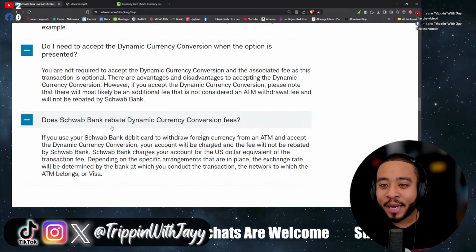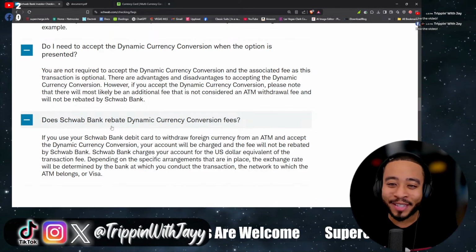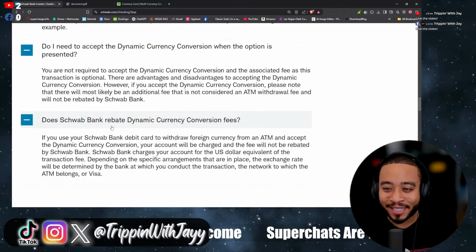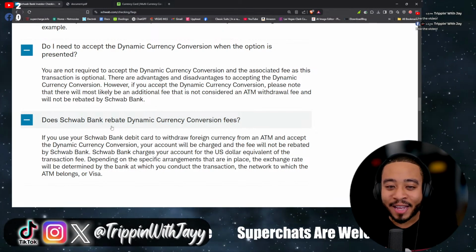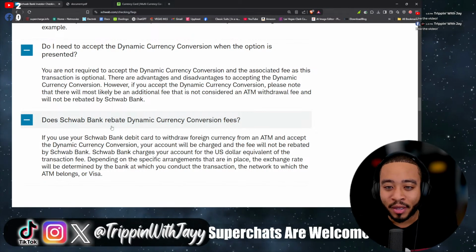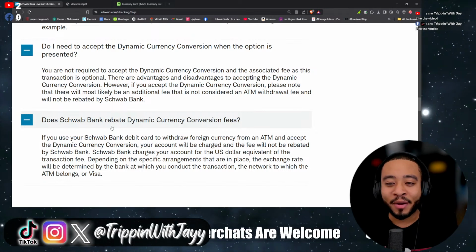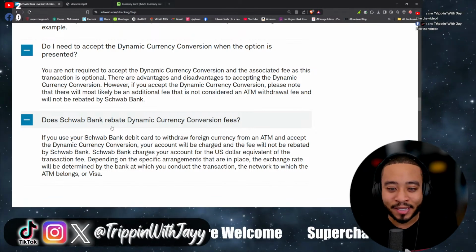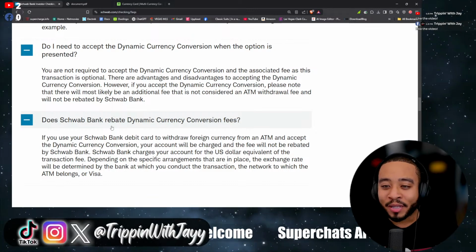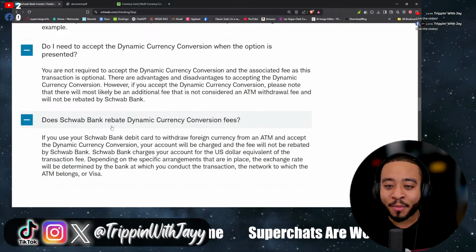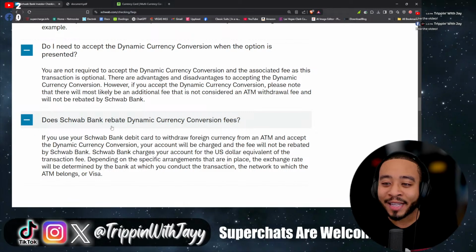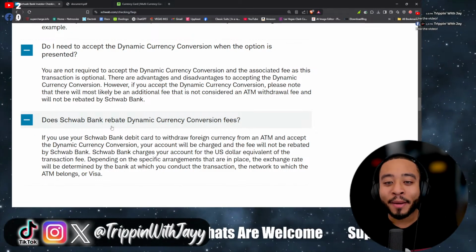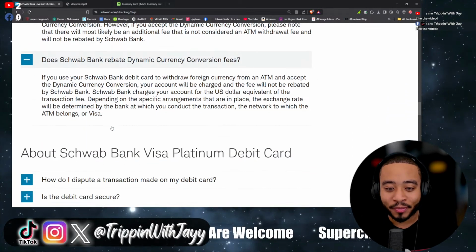Do I need to accept the DCC when the option is presented? You are not required to accept the DCC and the associated fee, as the transaction is optional. There are advantages and disadvantages. What advantages are there, my friend? Because all I see is downsides with the DCC. However, if you accept the DCC, please note that there will most likely be an additional fee that is not considered an ATM withdrawal fee and will not be rebated by Charles Schwab.